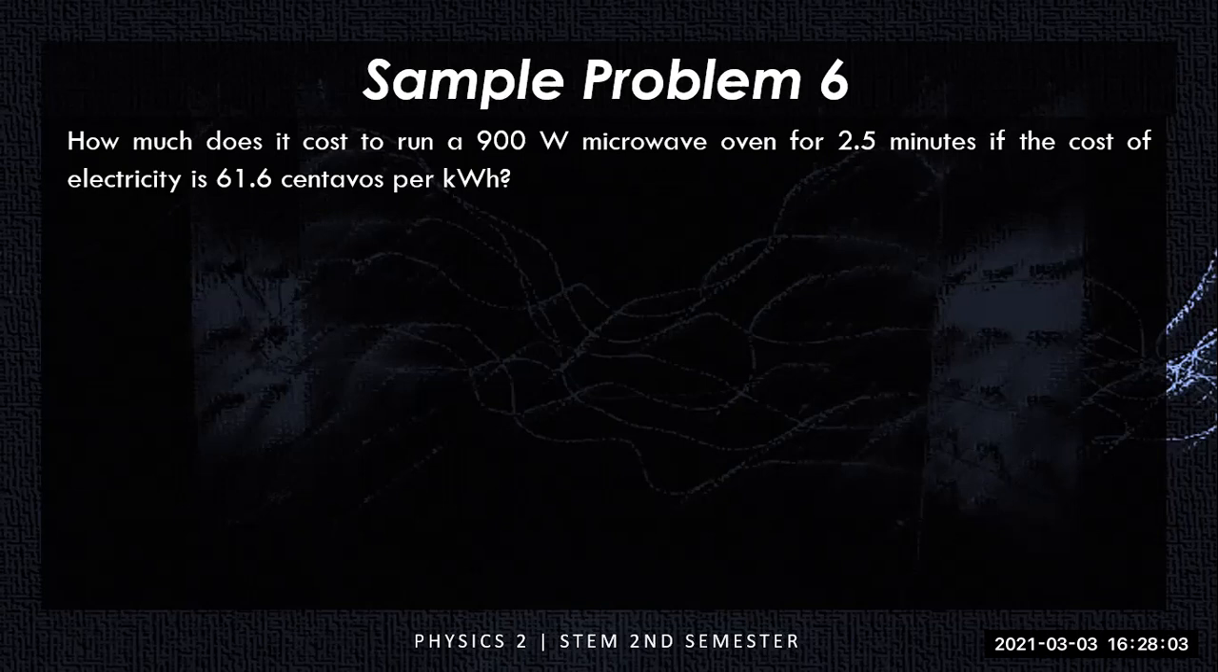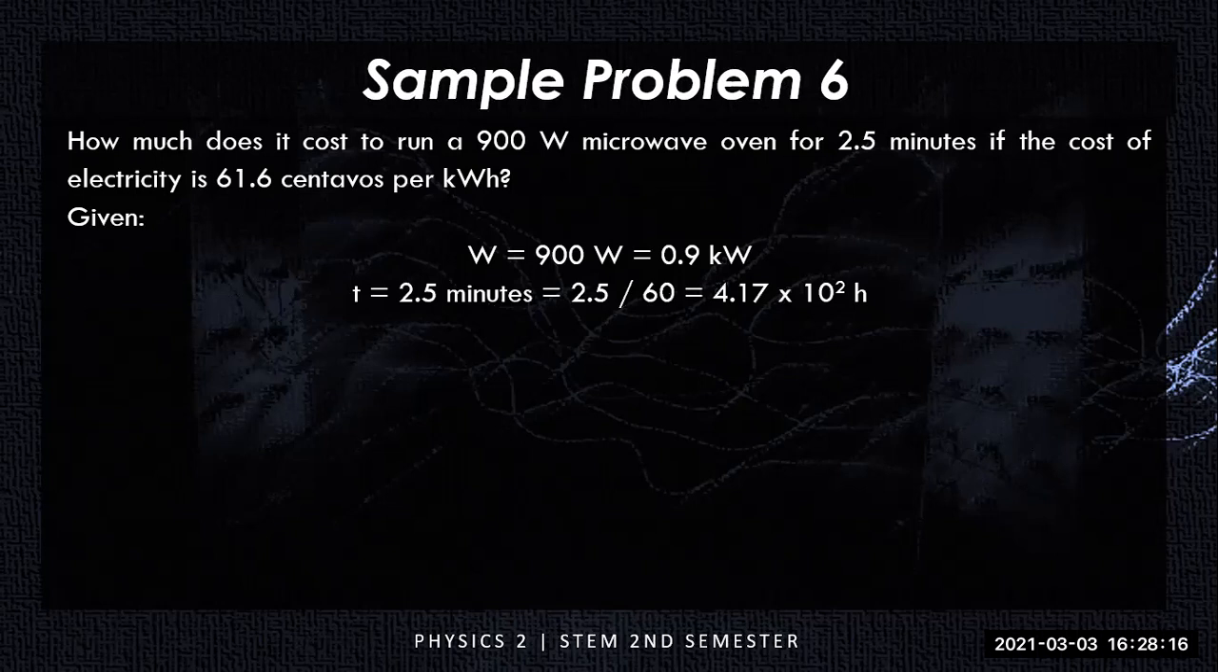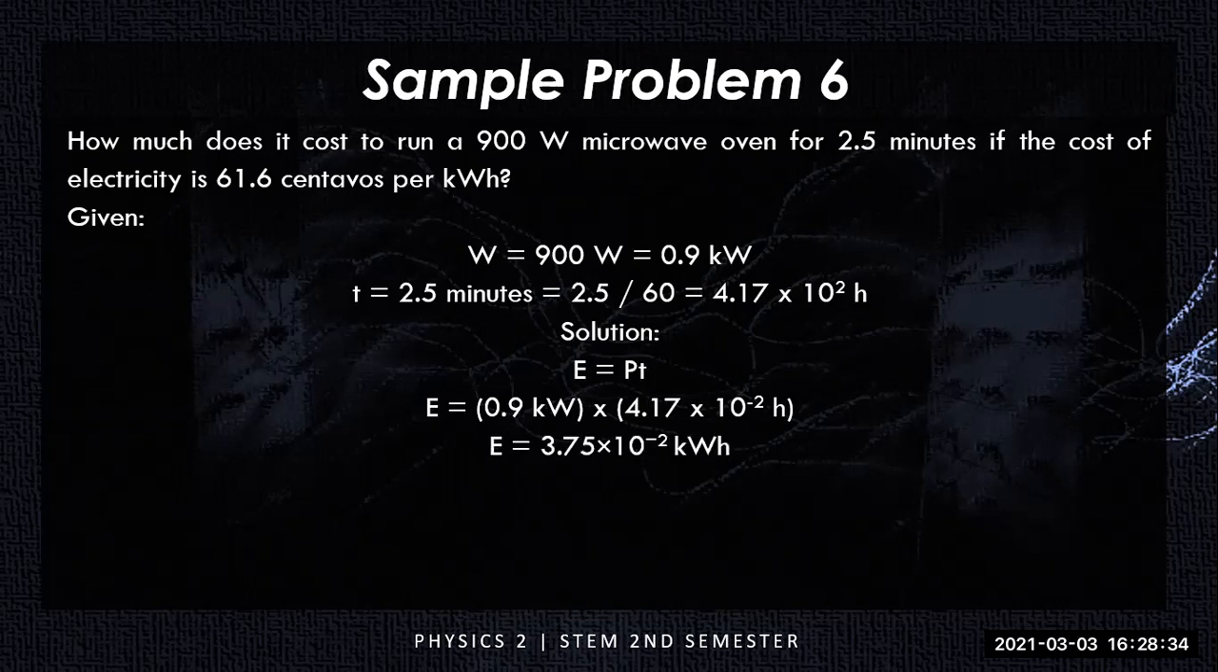So this is only an example. The wattage must be converted to kilowatts. We divide 900 by 1000, and you'll get 0.9 kilowatts. Next, the time must be converted to hours, which is 2.5 minutes divided by 60, and you'll get 4.17 times 10 raised to negative 2 hours. For the solution, you'll get power times time. So 0.9 kilowatts times 4.17 times 10 raised to negative 2 hours gives 3.75 times 10 to negative 2 kilowatt hours of energy.